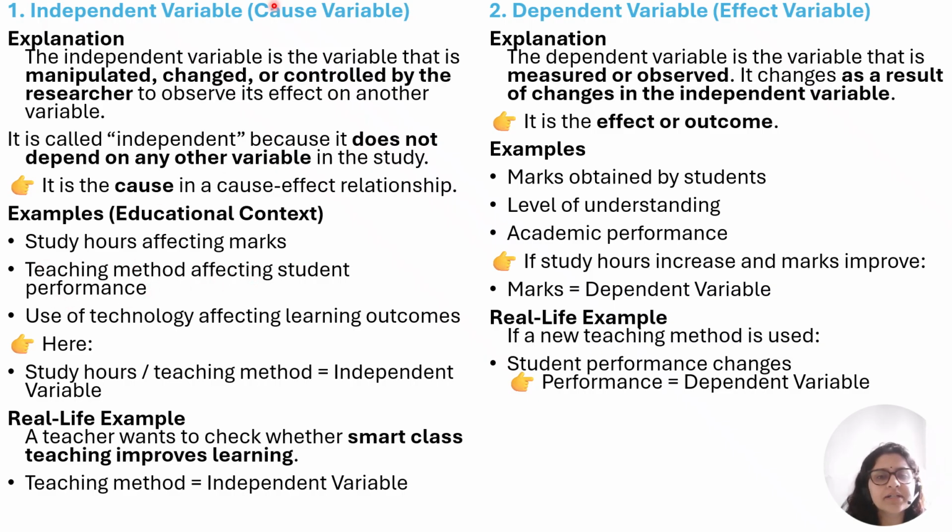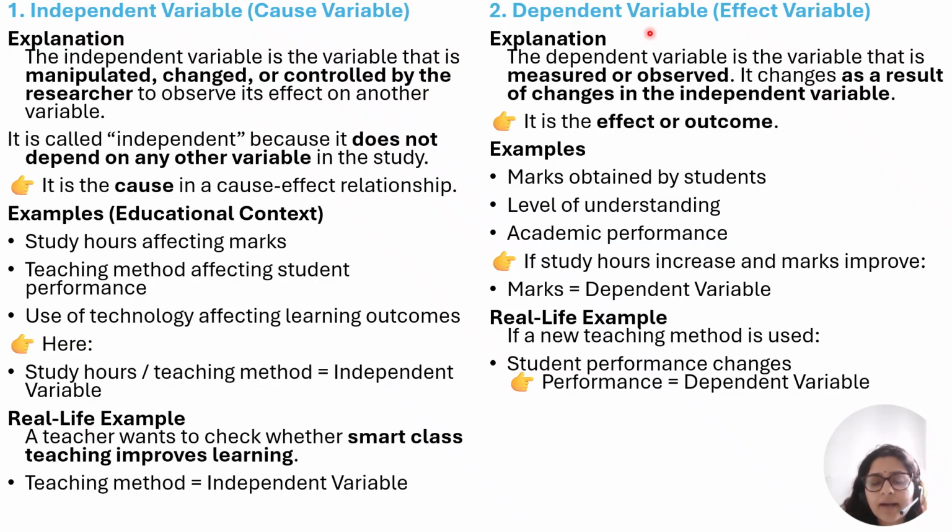Then, teaching method affecting students' performance. How a teacher's teaching method will affect the student's performance. So teaching method is independent variable and performance of the student is dependent variable. Use of technology affecting learning outcomes. So how will technology affect learning outcomes? Technology is independent variable and learning outcomes are dependent variable. So study hours, teaching methods are independent variables here.